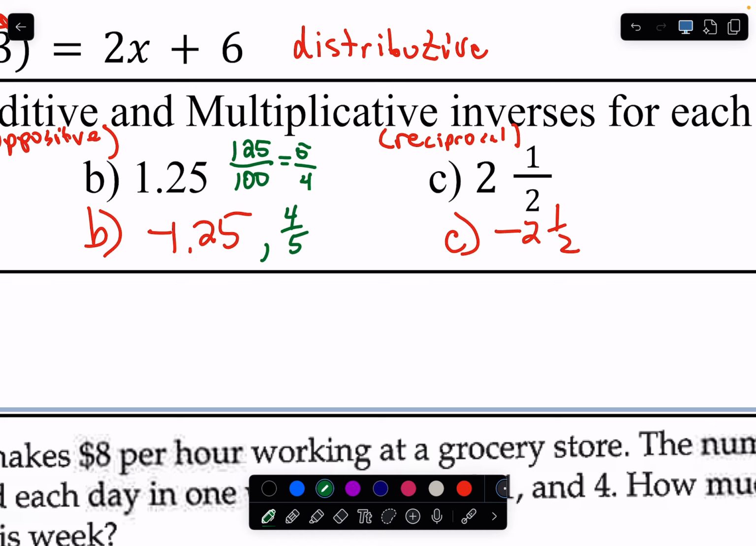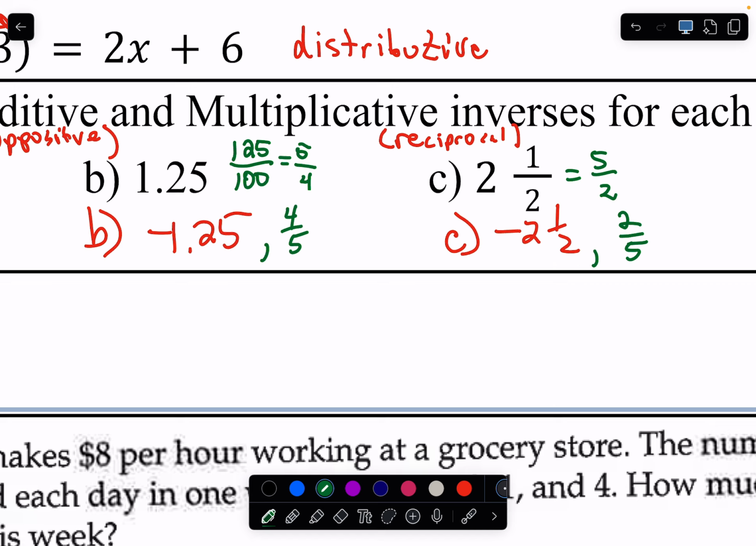2.5. Do you remember back in maybe 3rd or 4th grade, you started practicing making that into an improper fraction? You know the rule where you do 2 times 2 is 4, 4 plus 1 is 5. Remember that? That's 5/2. So if you switch that to its improper form, all you got to do then is flip it over. And so that's really nice. So 2/5 is the multiplicative inverse.